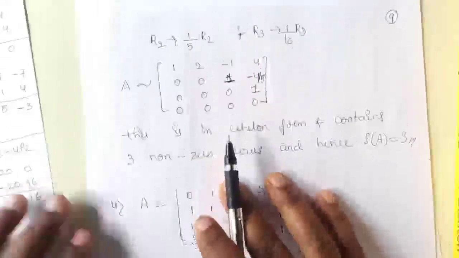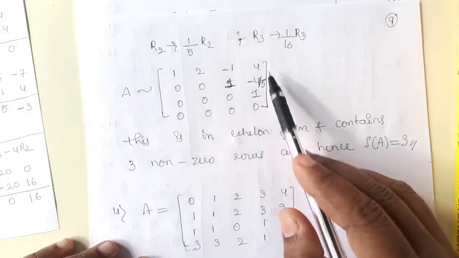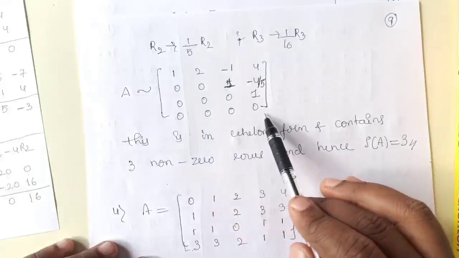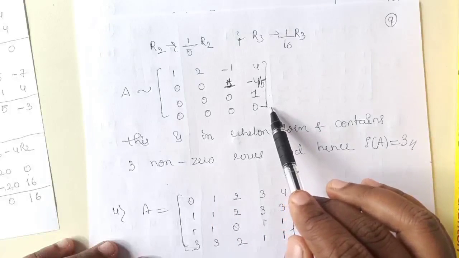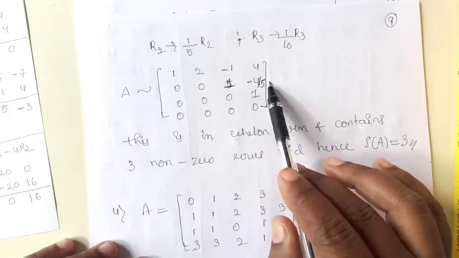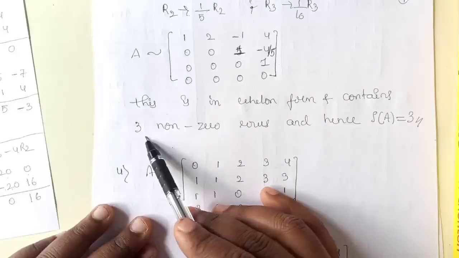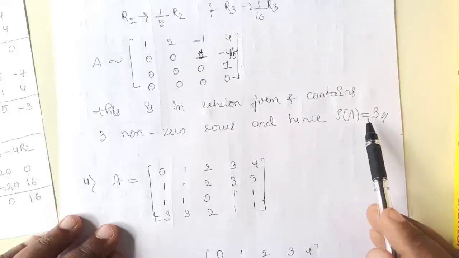So in this case it contains 3 non-zero rows. All the elements of the last row are 0, therefore it is treated as a zero row. It has 3 non-zero rows, therefore its rank is 3. Therefore the rank of A is 3.